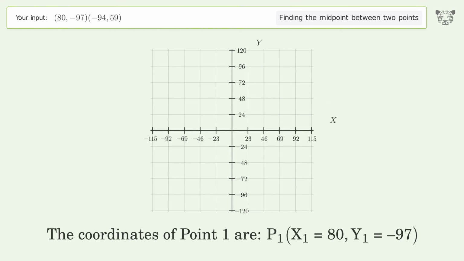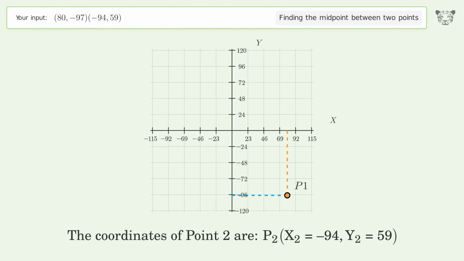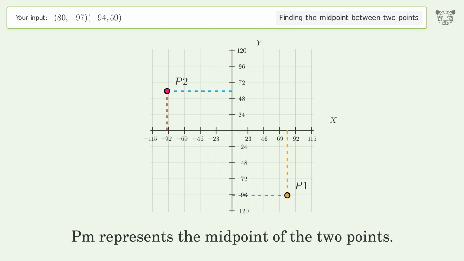The coordinates of point 1 are x1 equals 80, y1 equals -97. The coordinates of point 2 are x2 equals -94, y2 equals 59. PM represents the midpoint of the 2 points.